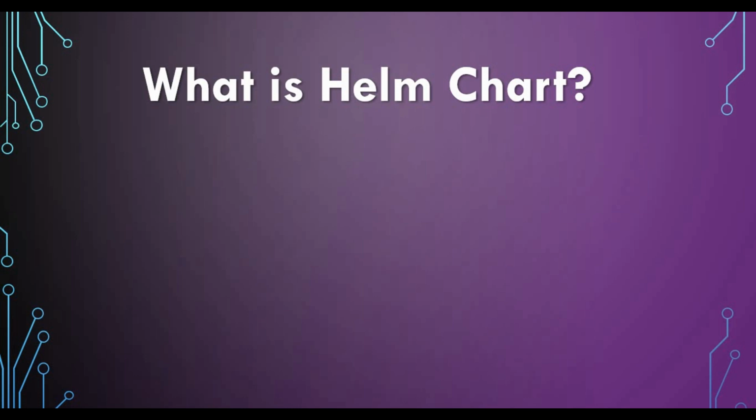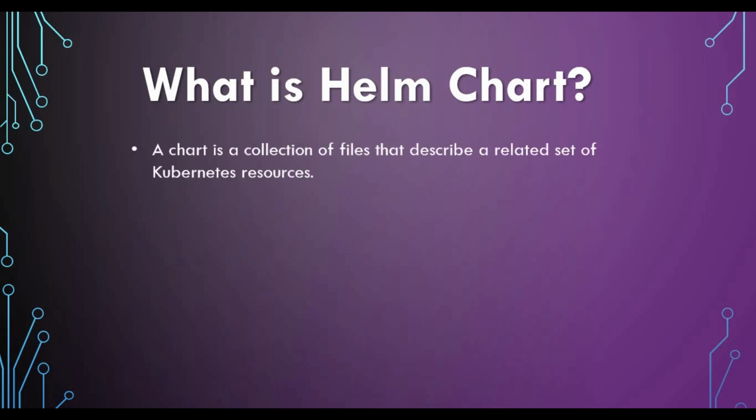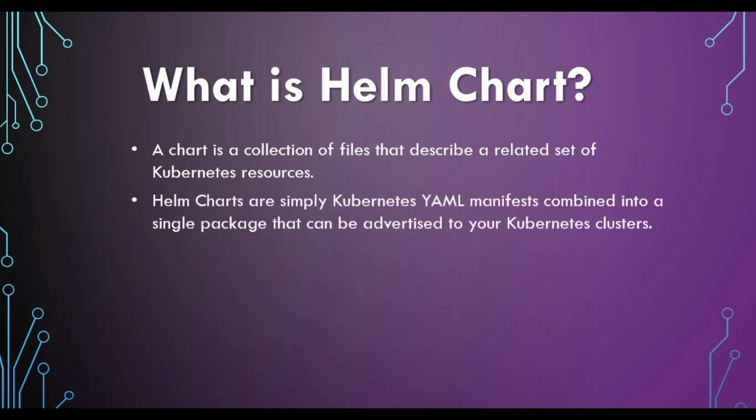So as I mentioned, now you also understand what a Helm chart is. As per the definition, a Helm chart is a collection of files that describes a related set of Kubernetes resources. Resources means it can be deployments, services, config maps or secrets. So different resources, you put them together as a collection, and that all together forms your application. That is what is called a chart. So the Helm chart is simply Kubernetes YAML manifest files combined into a single package that can be advertised to your Kubernetes cluster. So same thing as we discussed: these are YAML manifest files combined into a single package that can be installed on a Kubernetes cluster.